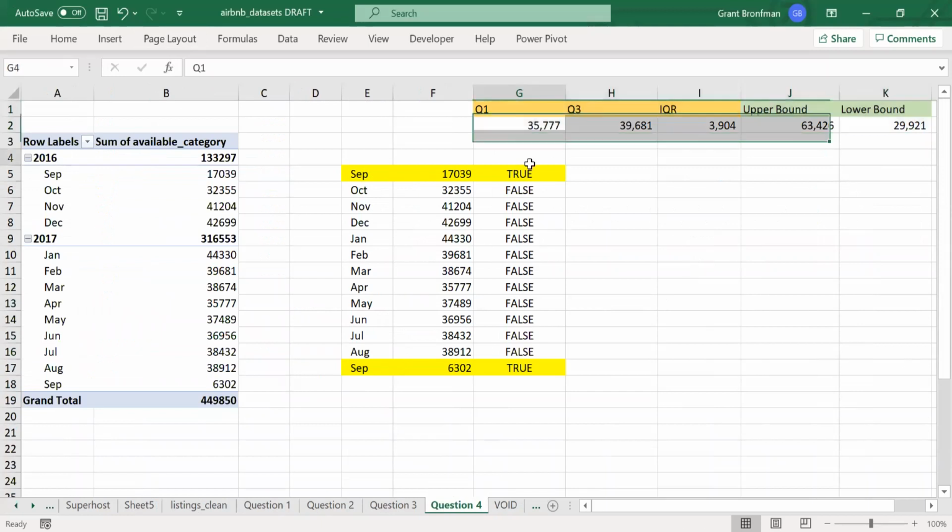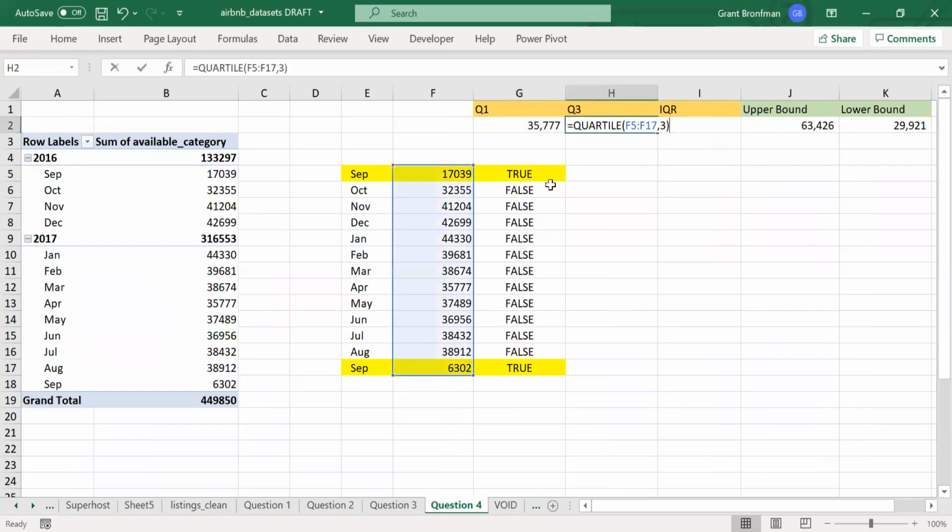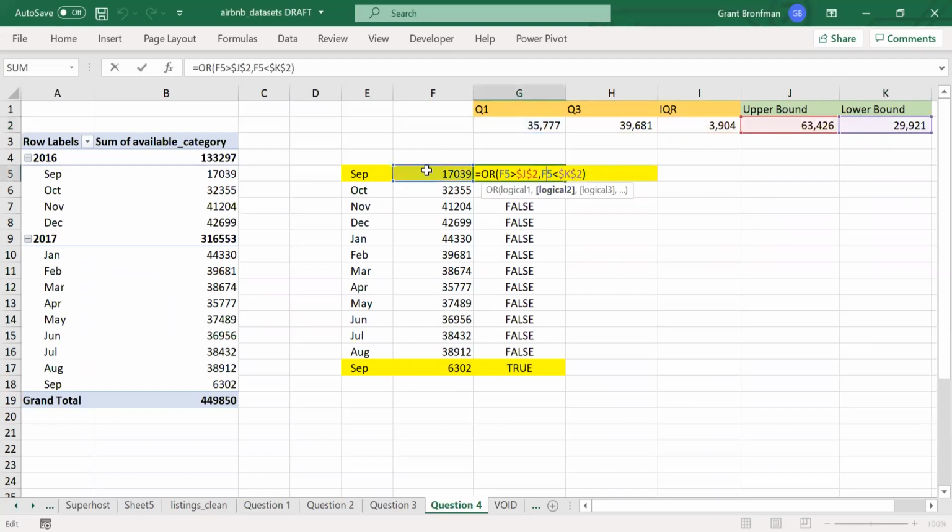The outlier we determined was in September for both of those years. I created a pivot table for the months and the sum of availability category per month. And then we have quarter one, quarter three, the IQR. We calculated this through simple formulas. And we found the IQR, the upper bound, the lower bound. And if it's true, that means it's an outlier. If it's false, it means it is not an outlier.